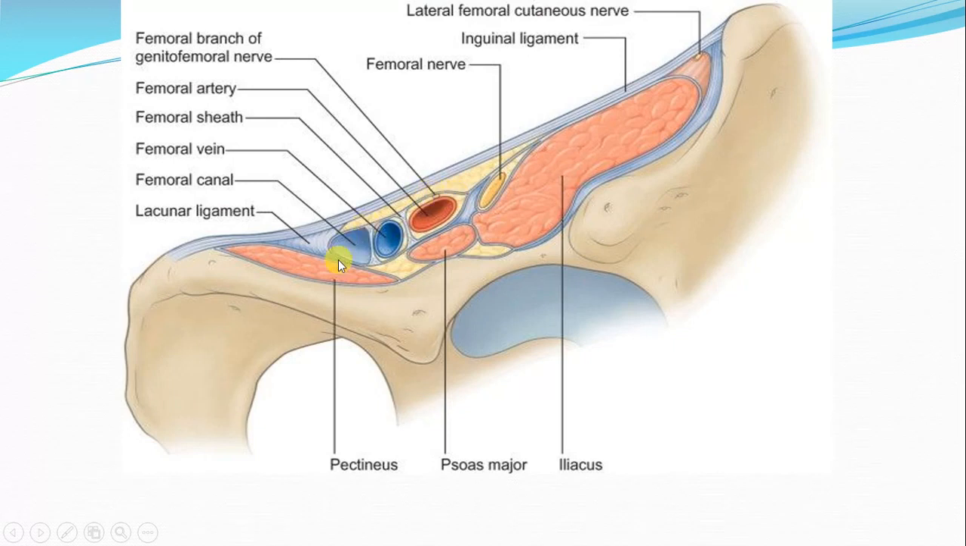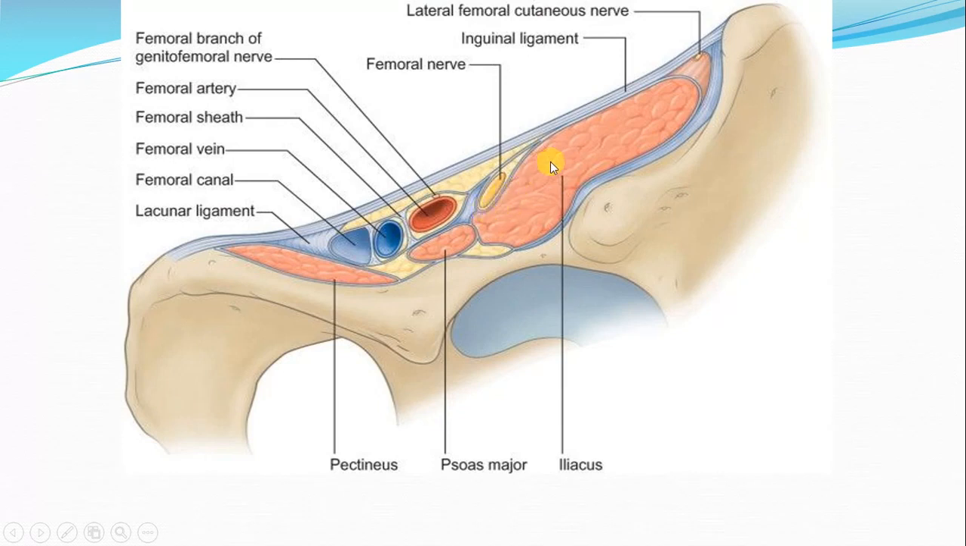Now I define their relations. The artery is lateral, medial to it is the vein, and medial is the canal. And the canal is bounded medially by the lacunar ligament, the sharp margin of the lacunar ligament. And now I try to define how this femoral sheath is formed: anteriorly by the fascia transversalis, posteriorly by the psoas fascia. I write down these things myself. Then I confirm it from the book.